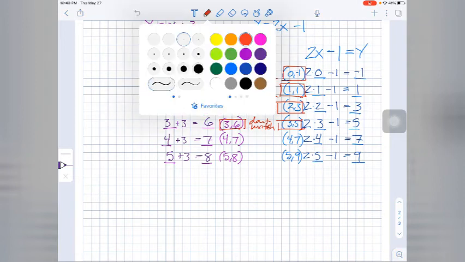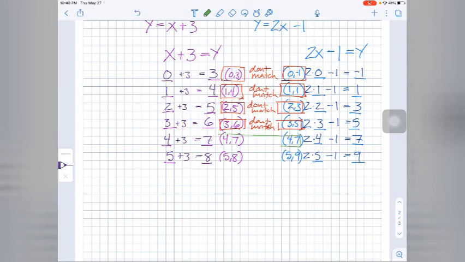However, 4 and 7, look, 4 and 7 are the same on both sides. These match. So this is my solution. That's my solution to the system of equations. And if we keep going, 5 and 8 does not match 5 and 9, so we're back to doesn't match.